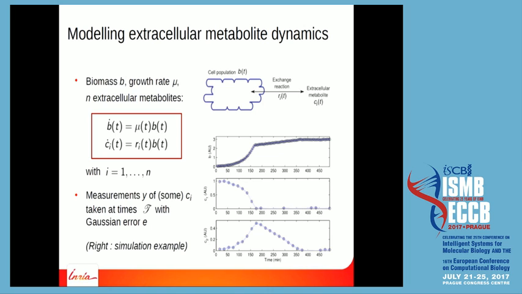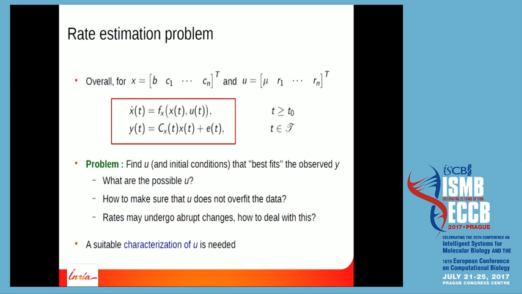Yes, we consider that the measurement times do not necessarily have to be the same for the different metabolites. We consider that there is a measurement error on top of these measurements, which we consider to be Gaussian for simplicity, but not crucially. So we go now to the problem of what to tackle.